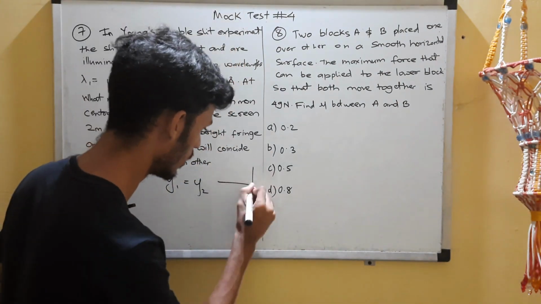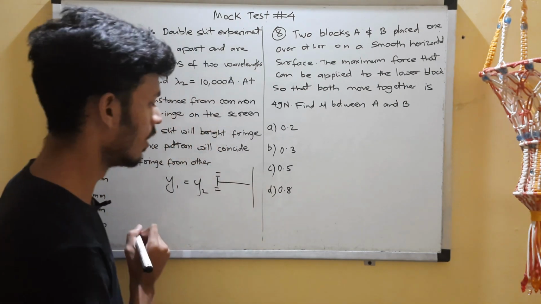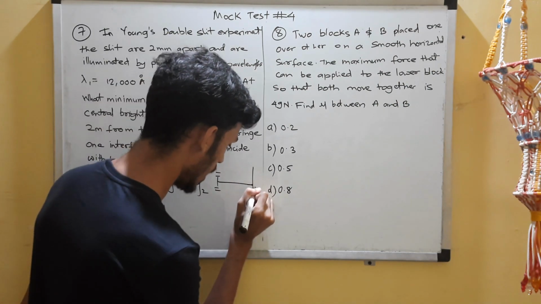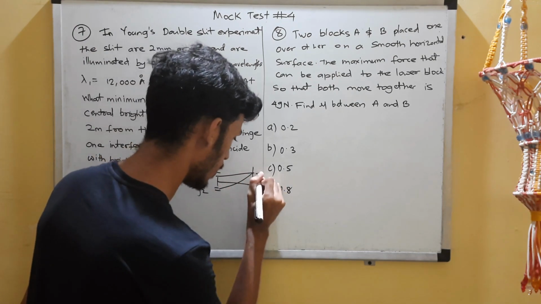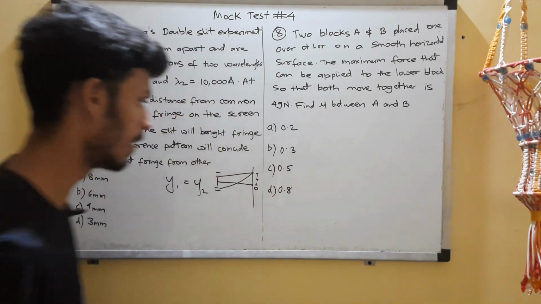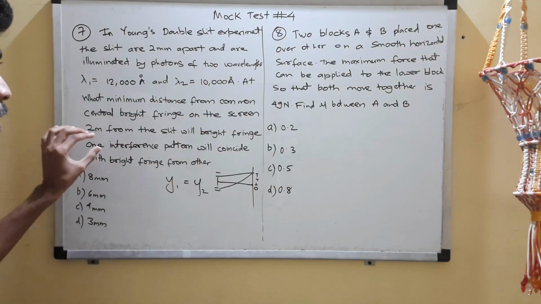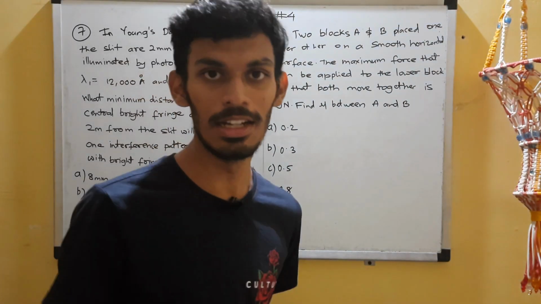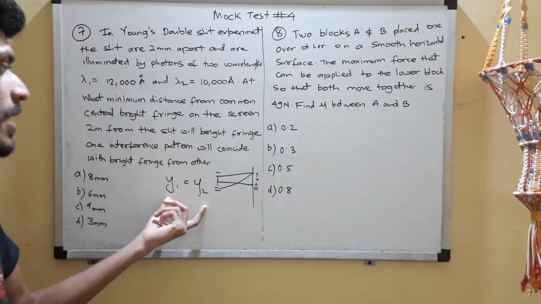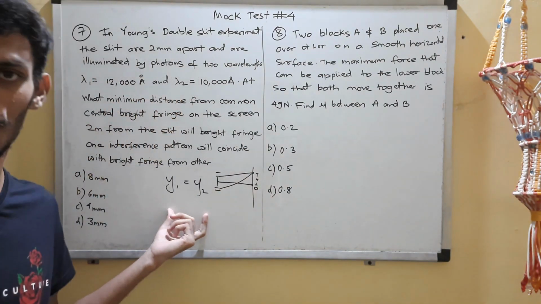y1 and y2 are the distances on the screen. Suppose this is the setup over here, the two slits, the center of the screen over here at O. y is basically this distance that you measure from O, from the central bright. So y1 is the bright fringe of the first interference pattern, y2 is the bright fringe of the second interference pattern. They both coincide, means they are at equal distance from O. So this is what you're supposed to do over here.